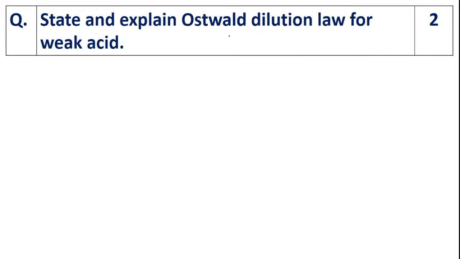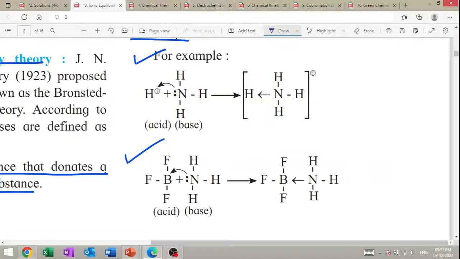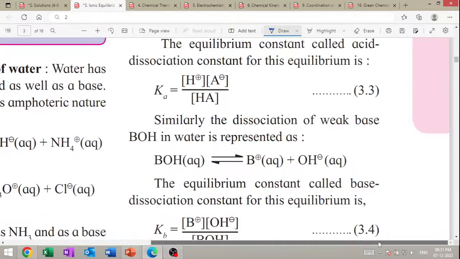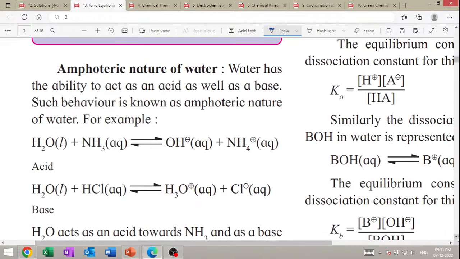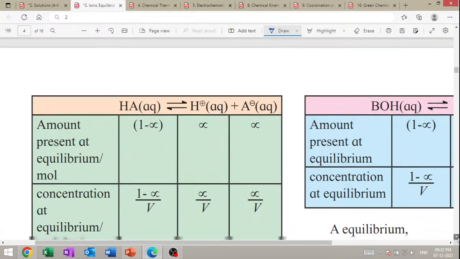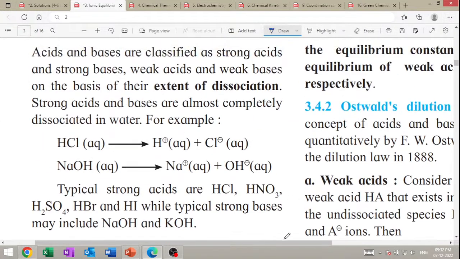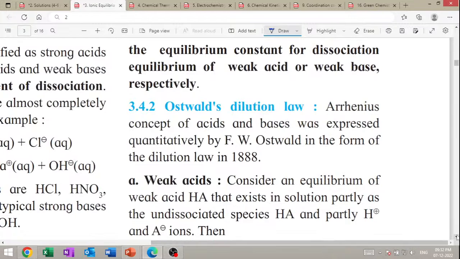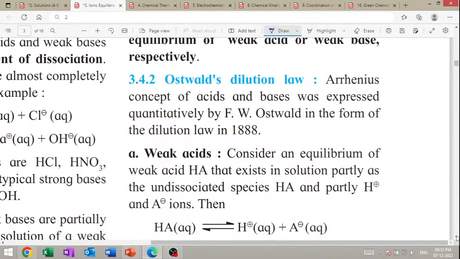Next is state and explain the Ostwald dilution law for weak acid. This is a question from ionic equilibria. Ostwald dilution law असेल तर तुम्हाला 2 choice असेल. तर एक असेल weak acid साठी आणि दुसरे weak base साठी. So this is the Ostwald dilution law, for weak acid as well as weak base.